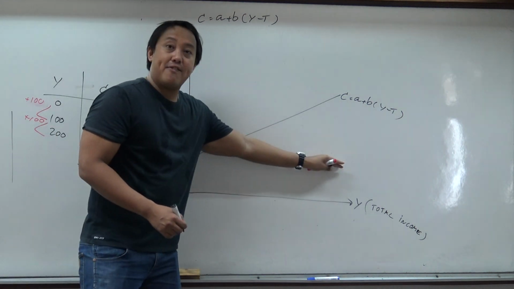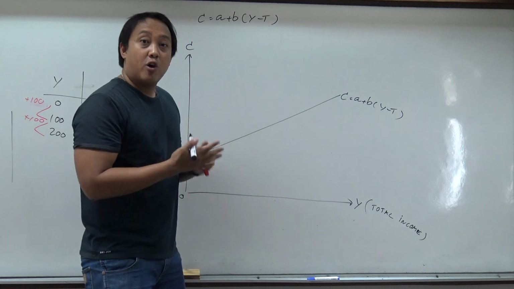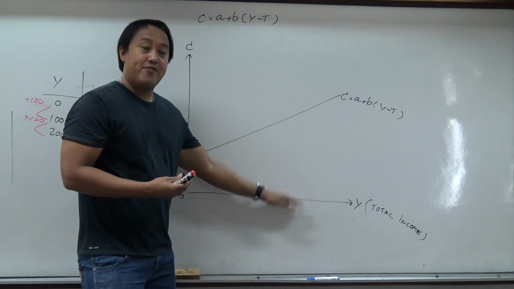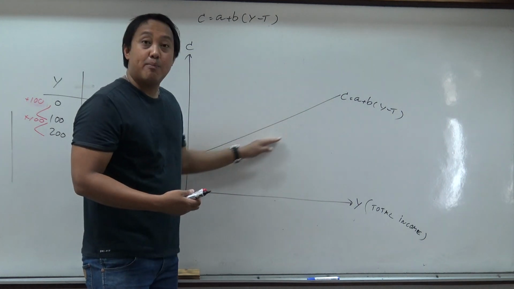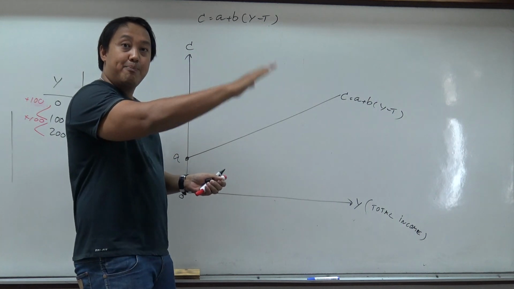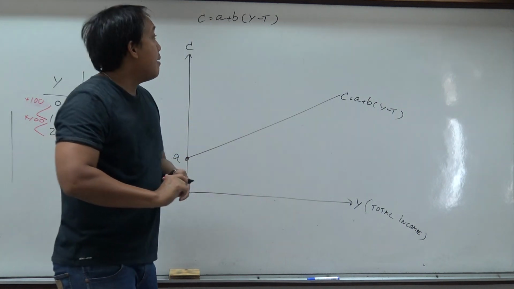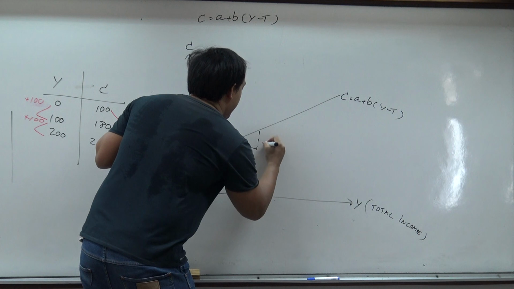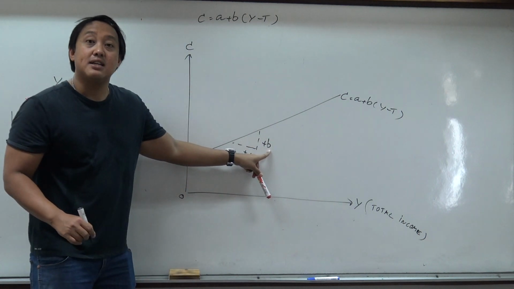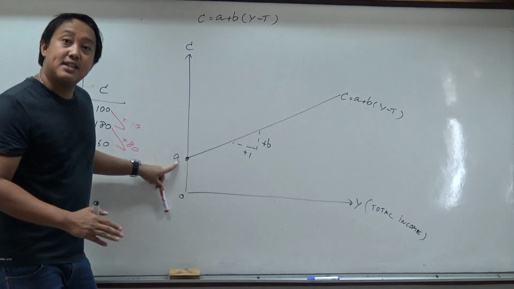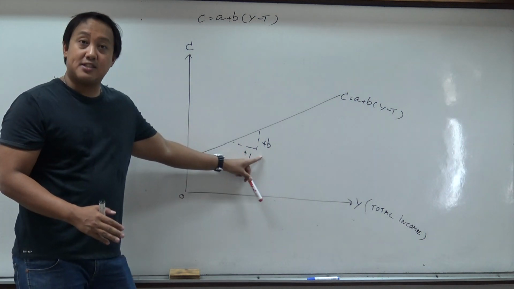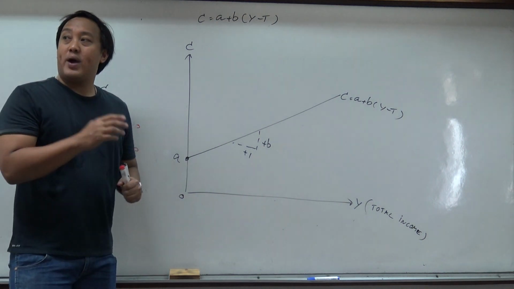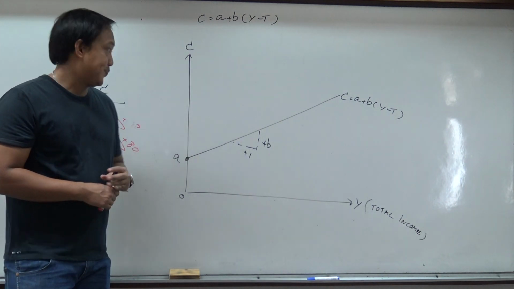The more income you have, the more consumption is going to increase. So consumption always has a positive slope going up. The more income you have, the more money you're going to spend on consumption. Whether consumption goes up steeply or flatly depends on B. B is the slope of the curve, and A is the starting point of the curve. So then you have the consumption equation here.